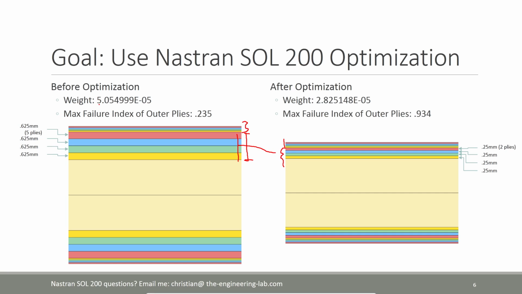And you'll notice that the weight is going to be reduced from about 5 to about 2 or 3. At the same time, we're going to be satisfying our max failure index of 1.0. Before, we had a max failure index of 0.235, but at the end, we'll still be under 1.0 with a new value of 0.934.